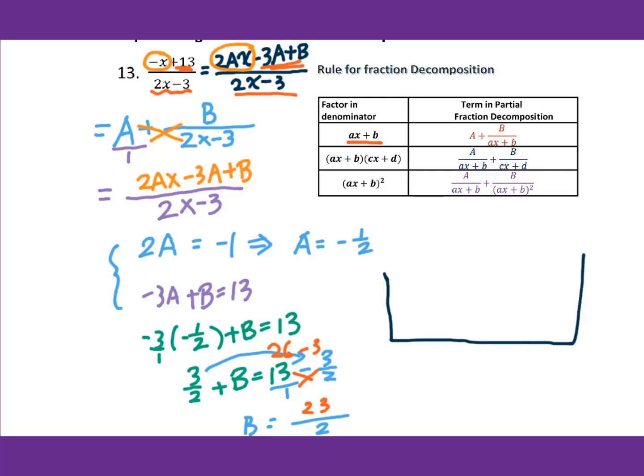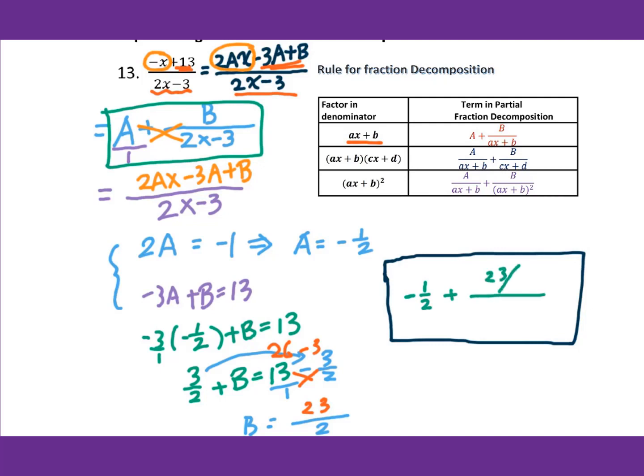Therefore, this will be the decomposition for this rational function. That is this pattern. Need to plug in: a is -1/2, b is 23 over 2, then over 2x minus 3. You can move this 2 to the denominator. Then you can rewrite this as -1 over 2, plus 23 over 4x minus 6. This will be the solution.